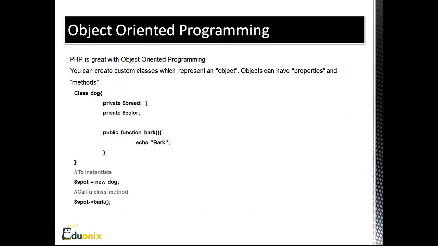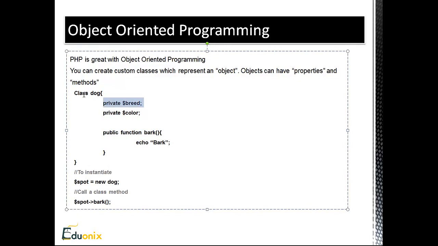Here we have some properties. Okay, so classes can have properties. In this case, our class of dog has two properties, one of breed and one of color. Alright, so those are properties.